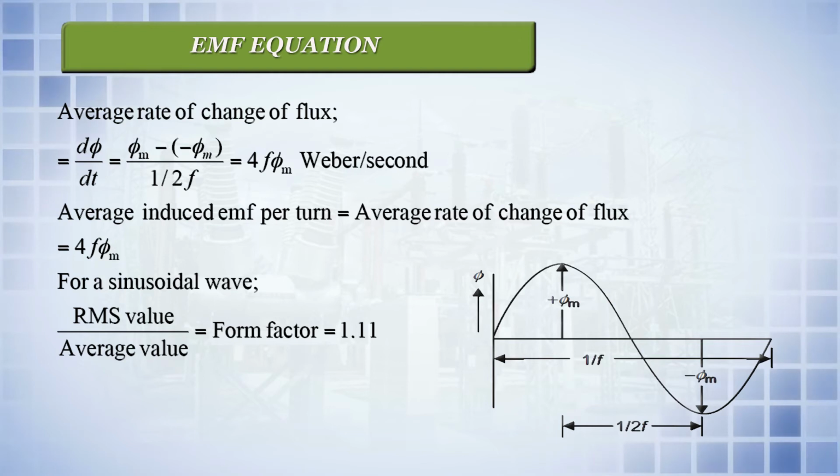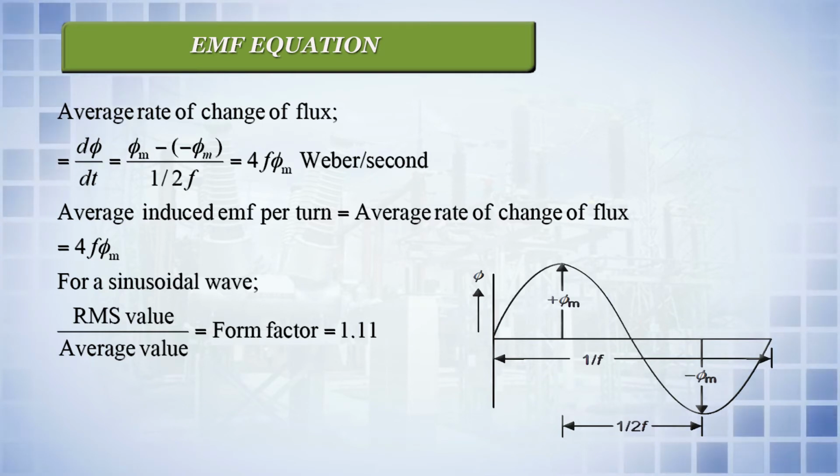Average change of flux can be written as d phi over dt. What is this d phi? It is the change in flux from plus phi m to minus phi m. So it is equal to phi m minus minus phi m, and this minus will be added, so it is equal to 2 phi m. And dt is the change in time from plus phi m to minus phi m, which is 1 upon 2 f. Just put the values here, and you will get the average change of flux equal to 4 f phi m Weber per second.